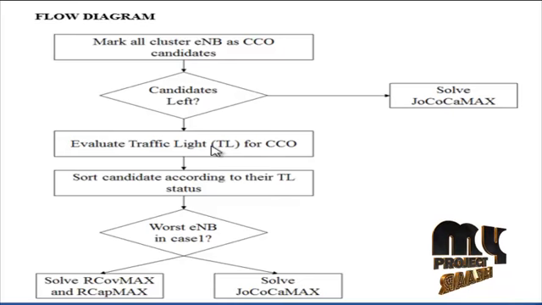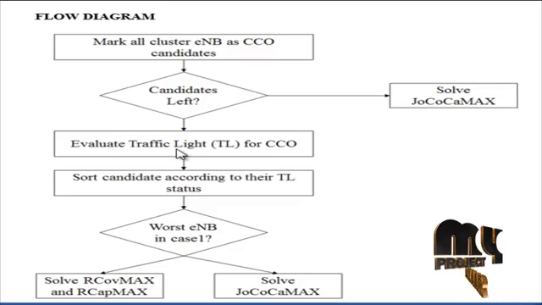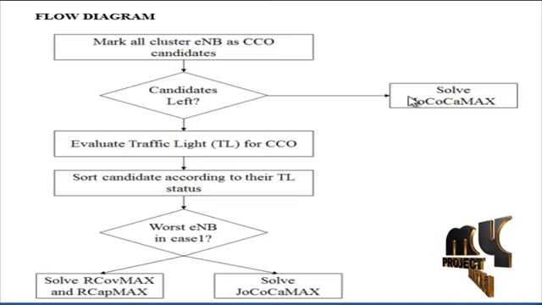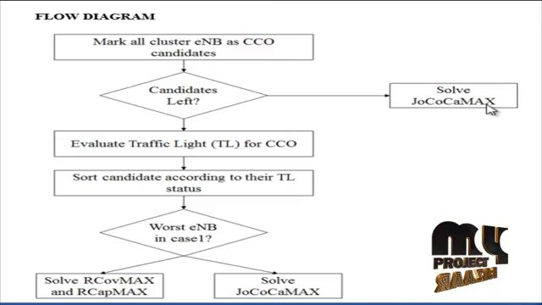The proposed MTN control and optimization scheme is available on a single eNB level, on a cluster level, or on a full network level. Mark all cluster eNBs as CCO candidates. If candidates are not located, then traffic light (TL) evaluation is done for CCO candidates and they are sorted according to their TL priority. If candidates are located, then the JOCAC max, that is the joint coverage and capacity maximization algorithm, is performed for all cluster eNBs.